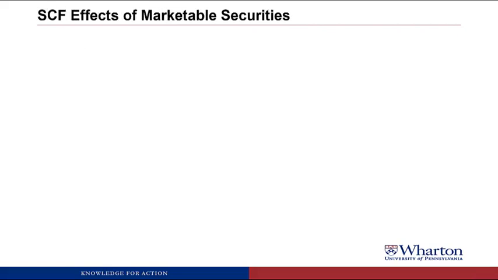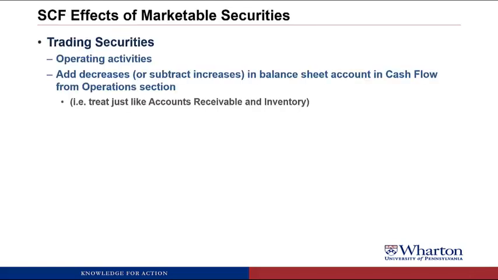The last thing that I want to talk about is how these show up on the statement of cash flows. If you decide to classify your investment as a trading security, then it's going to be considered an operating activity. It's going to be considered part of your core operations, which makes sense because most of the companies that choose this are financial institutions, and that's part of their business. In that case, we're going to add decreases or subtract increases in the balance sheet account marketable securities in the cash from operations section.